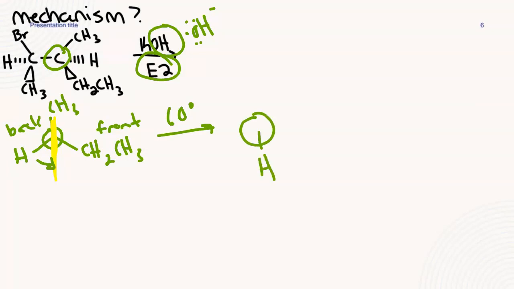my hydrogen is down in the plane. Okay, the ethyl group stays in the front of the plane, so just shift it up in the front. And then this methyl group shifts to the back. Okay, make sense?